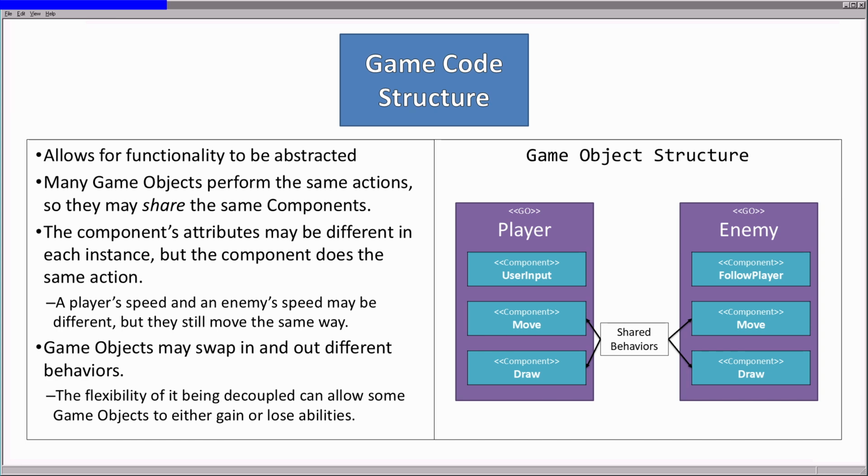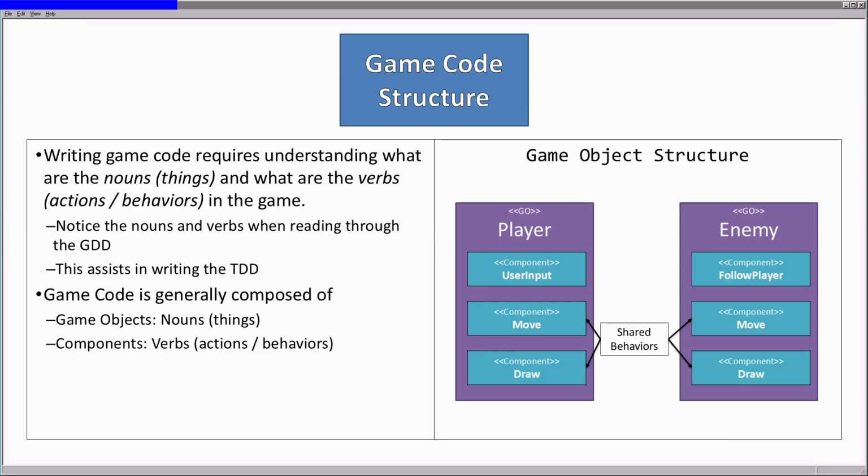The component's attributes may be different in each instance, but the component effectively does the same thing. A player's speed and an enemy's speed may be different, but they're still moving in the same way. From a functional standpoint, they do the same action, but with different values. Game objects may swap in and out different behaviors. The flexibility of it being decoupled can allow some game objects to either gain or lose abilities.